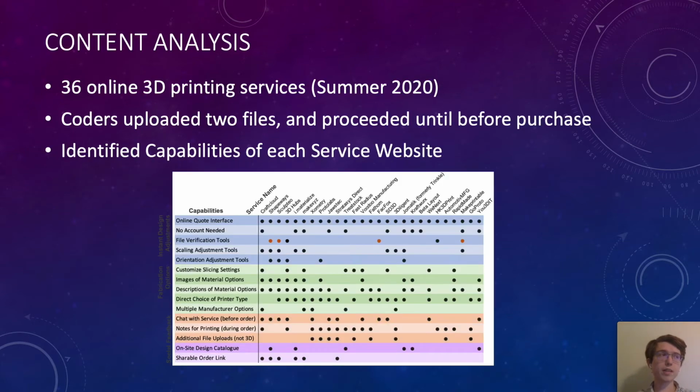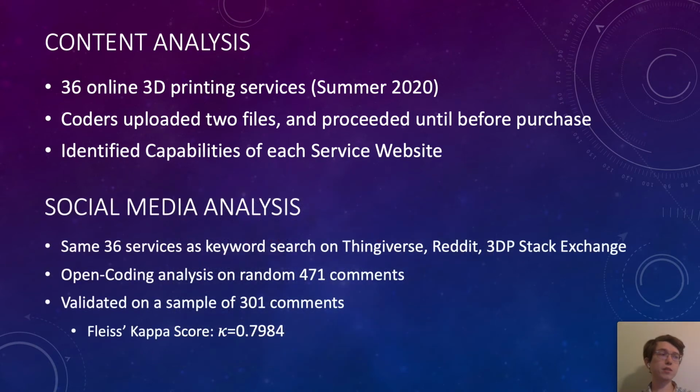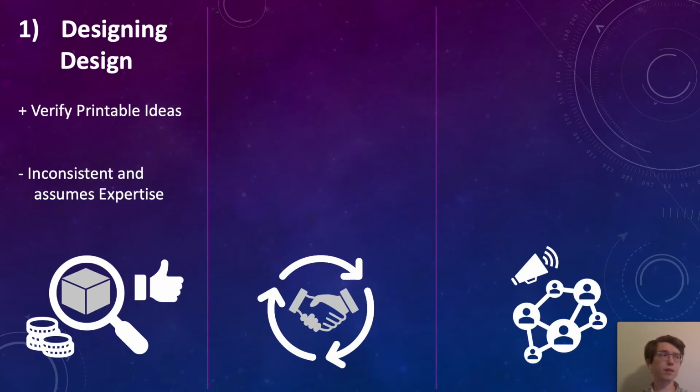We looked at 36 different online 3D printing services, coding the different features that are made apparent, at least for the automated forums where you can upload a 3D file and send it to them without talking to humans directly, and identified capabilities of each website. We also scraped comments from Thingiverse, Reddit, and 3D Printing Exchange mentioning these services, and did an open coding of a subset of these comments until we converged, and then validated our codebook on a sample of another set of comments.